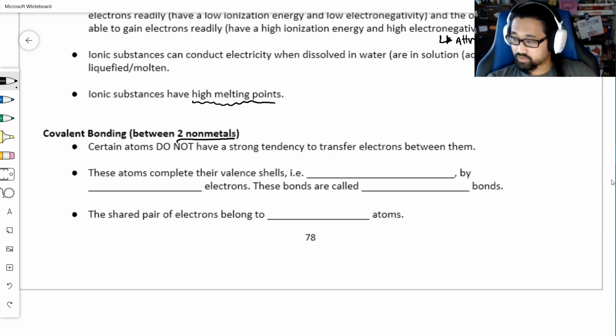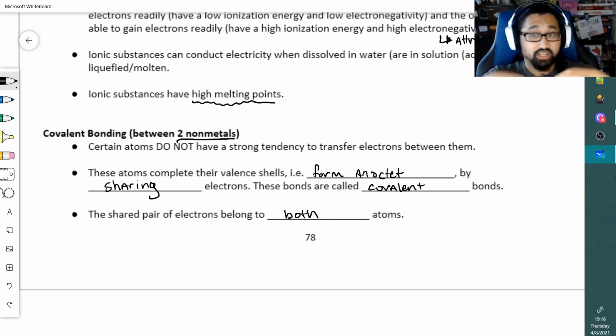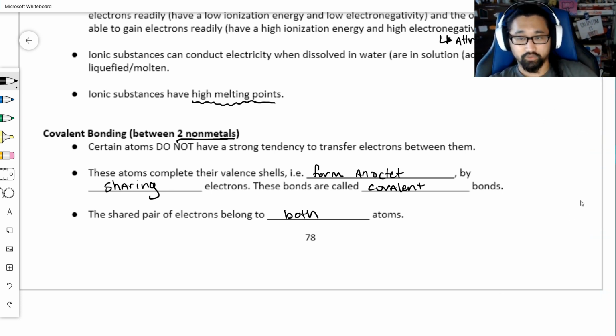They complete their valence shells, or form an octet, by sharing electrons, right? Covalent means that they're sharing electrons from the valence shell. It's cooperating valence shells, covalent. And when electrons are shared, we call them covalent bonds. That shared pair, and I'll reiterate in a moment that it's a pair of electrons, belongs to both atoms. So when we're counting out whether it has 8 valence electrons, we get to double count them.